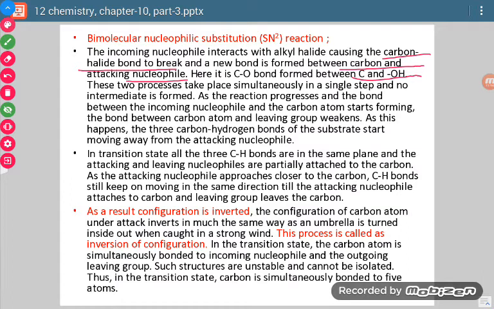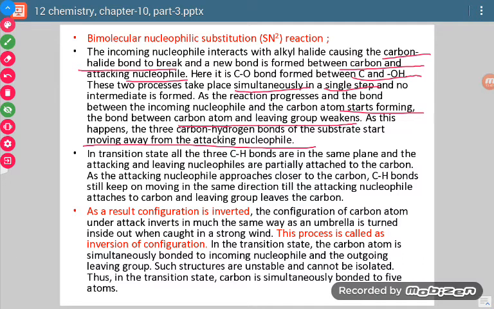These two processes take place simultaneously in a single step. So this is a single step mechanism. In one step only the whole thing goes on. As the reaction progresses and the bond between the incoming nucleophile and the carbon atom starts forming, the bond between the carbon atom and the leaving group starts weakening. As a result, the three carbon hydrogen bonds start moving away from the attacking nucleophile.